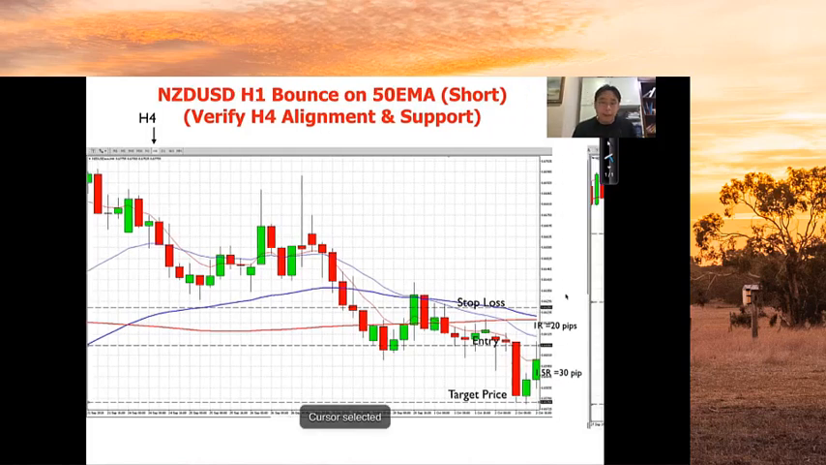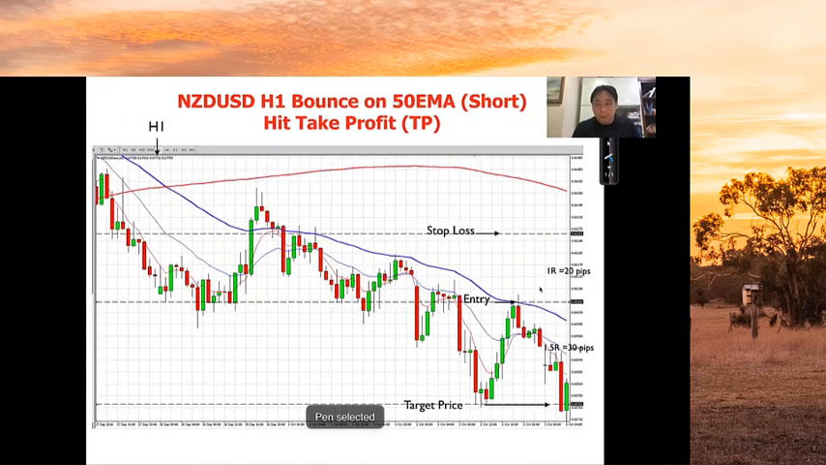And let's see what happened at the end of the day. Perfect trade, right? The price went up to the 50, penetrated a bit, and then boom, hit the profit target in about 10 hours. So essentially that's how I trade the bounce on the H1 time frame, to double check on the H4 alignment.